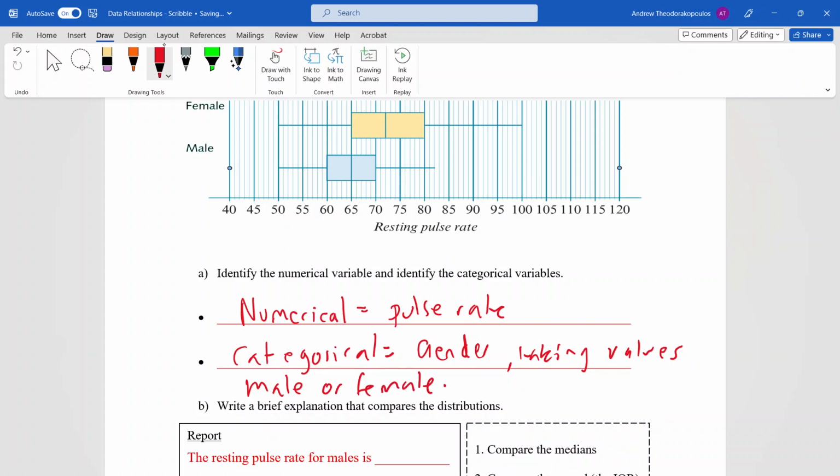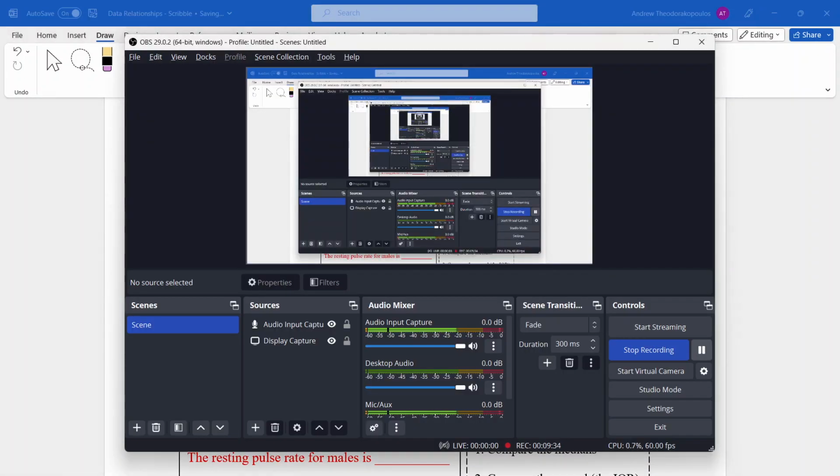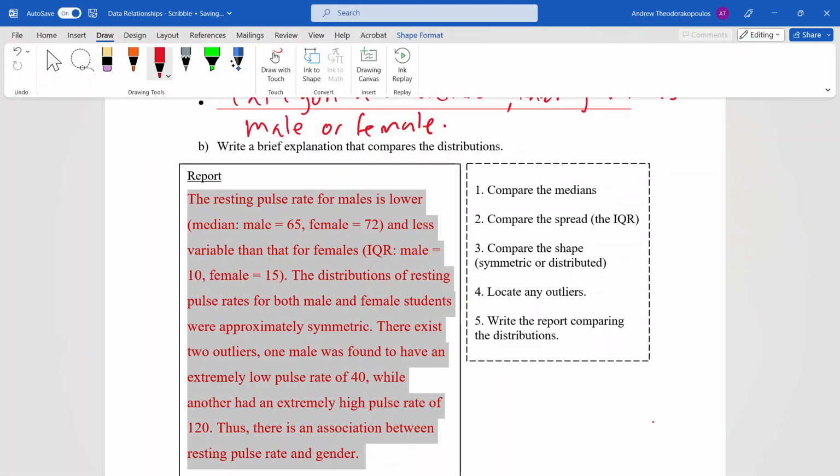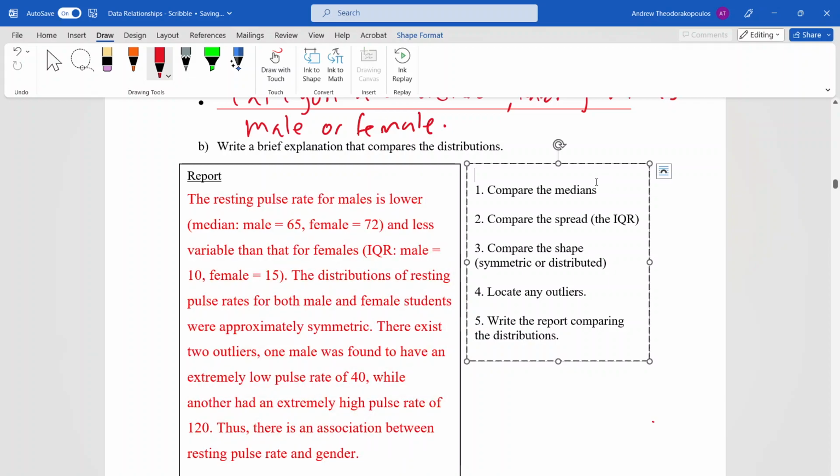And then we're going to write another brief explanation. Okay, so what we have here, again, talk about the medians, compare the medians. The resting pulse rate for males is lower, 65 compared to 72, and it also is less variable than that for females. So the IQR for the males is 10, for females is 15.